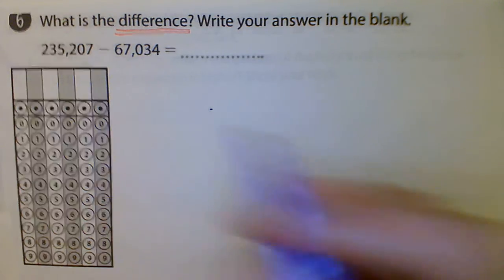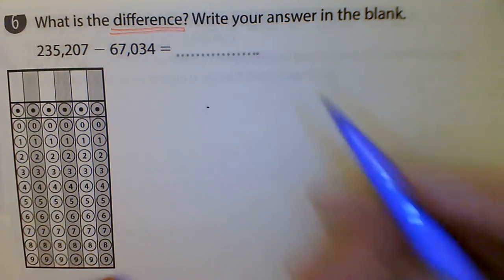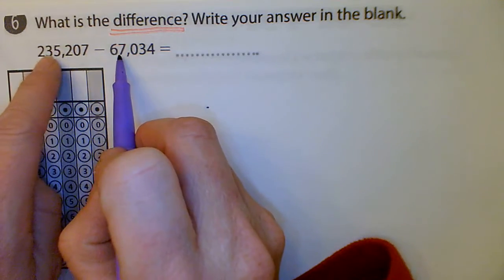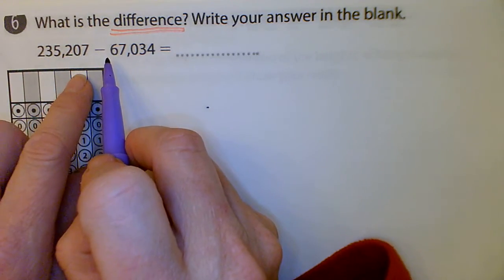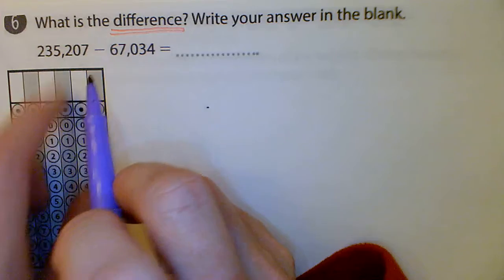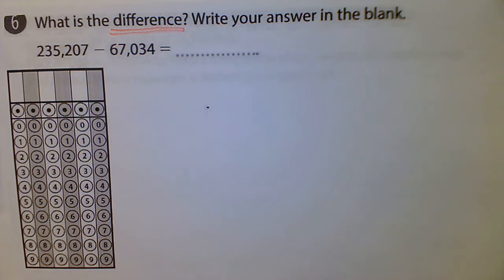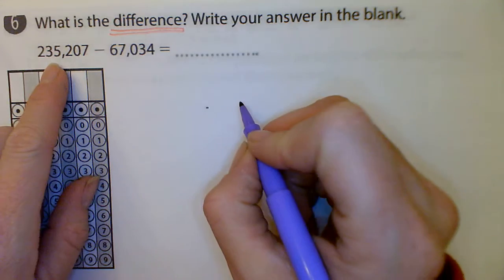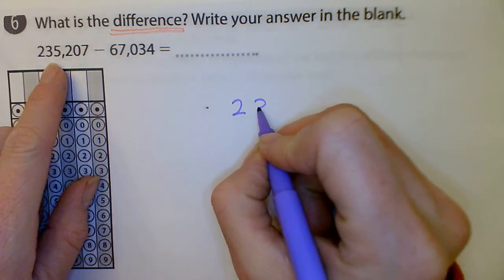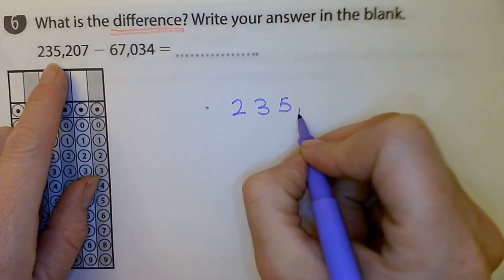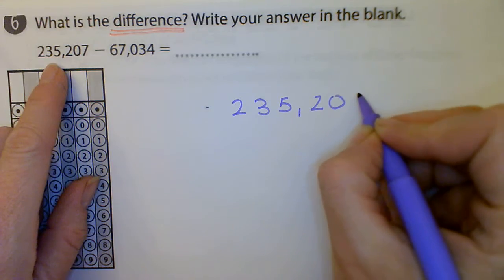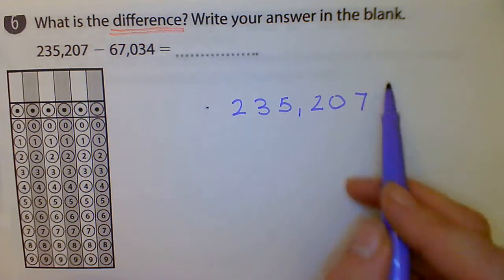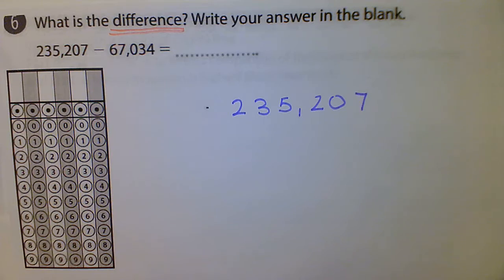So let's go ahead and write this number. We have to be really careful that we line up our place values. You can see we only have 5 digits here, and here we have 6 digits. So we have to be really careful and make sure that when we're writing it, we line up our place values. So here we go. I'm going to write this one first. 235,207. And make sure you leave yourself lots of space up above when you're doing this.